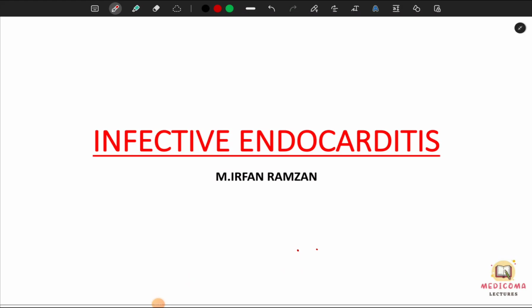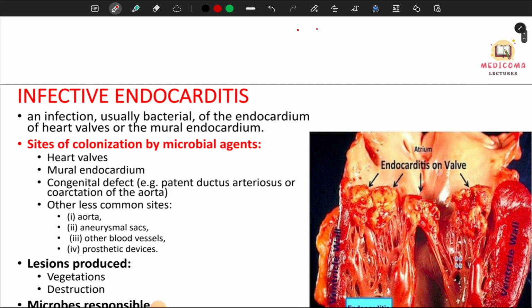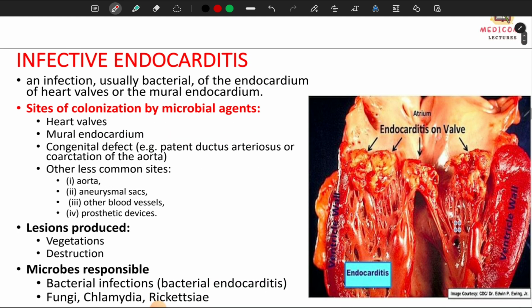Everyone. Today we are going to discuss infective endocarditis. So first of all, let's discuss what infective endocarditis is. Infective endocarditis is an infection, usually bacterial, of the endocardium of heart valves or the mural endocardium. It means it's an infection which most commonly affects the endocardium.